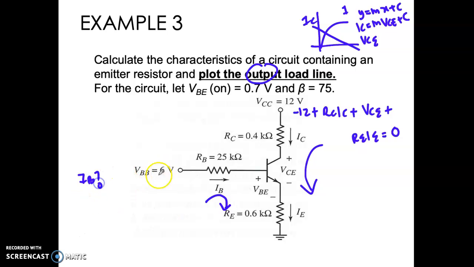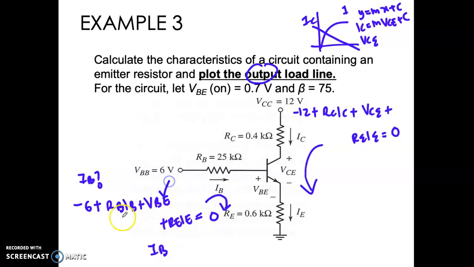So what will be the equation? Minus 6 plus RBIB plus VBE plus REIE will be equal to 0. So from this equation you can get your IB, because your VBE is given and your RB you already know. IE you don't know, right?